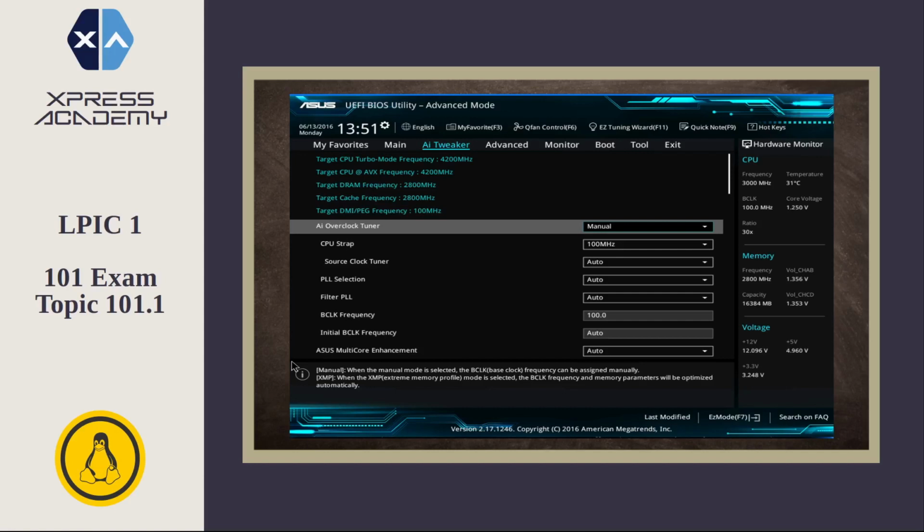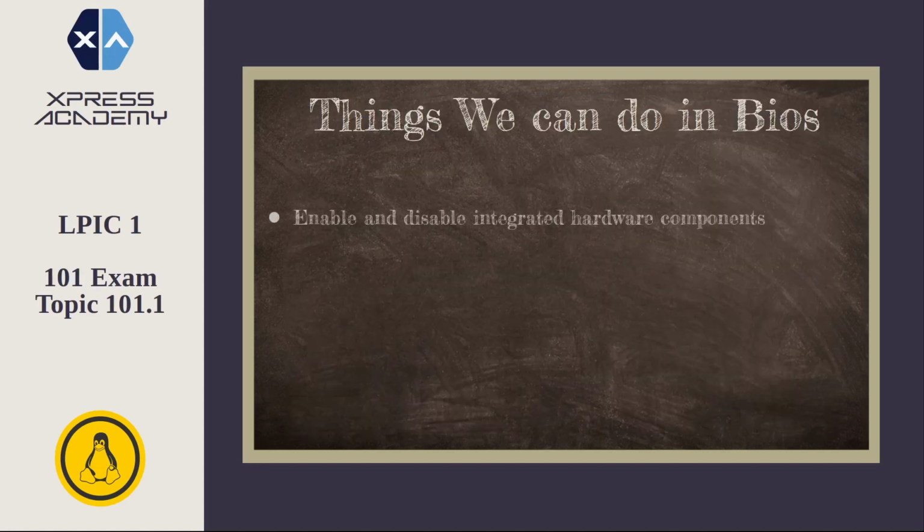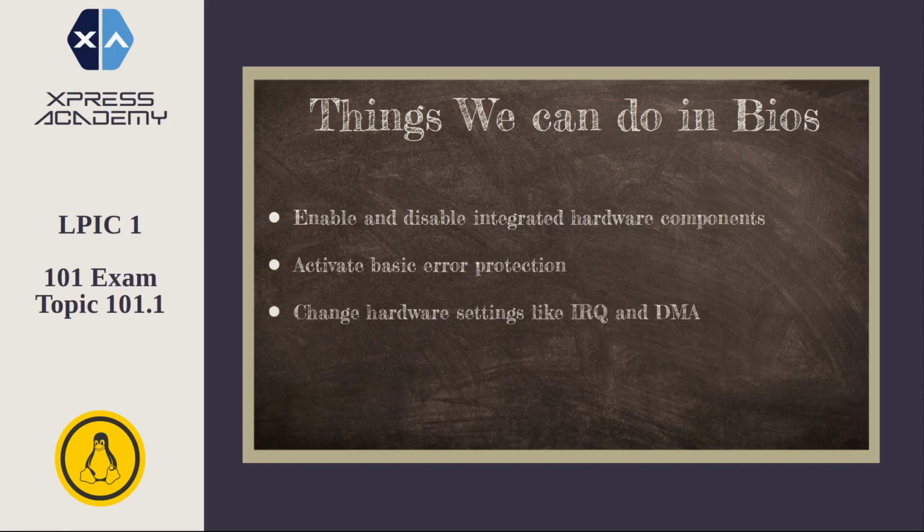You usually configure settings by using either BIOS or UEFI firmware. We often use the term BIOS settings to refer to both. You can access BIOS settings when you turn on your computer. Usually you do this by pressing a key such as Delete or F2 after turning on your computer but before the operating system load starts. In the BIOS Setup utility, it's possible to enable or disable integrated hardware components, activate basic error protection, and change hardware settings like IRQ, interrupt request, or DMA, direct memory access.